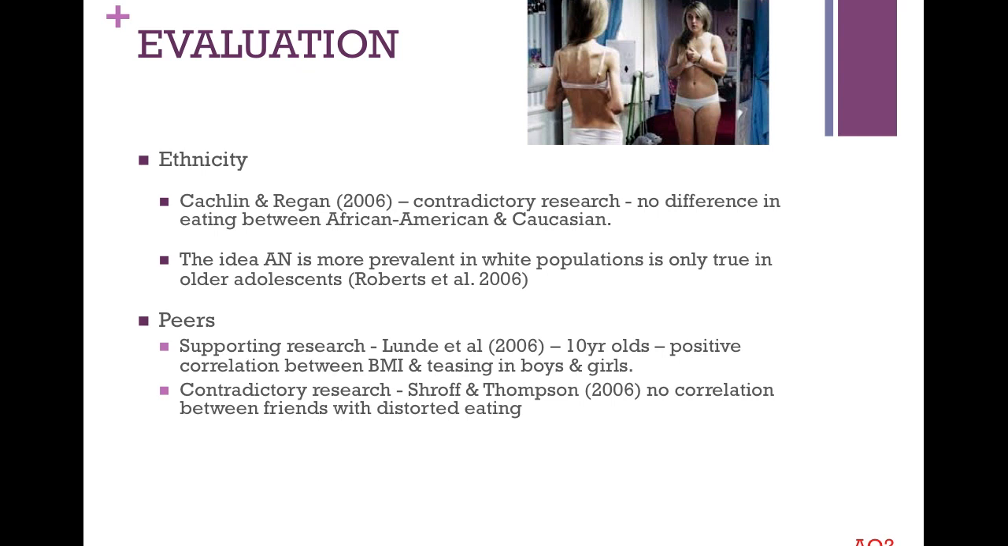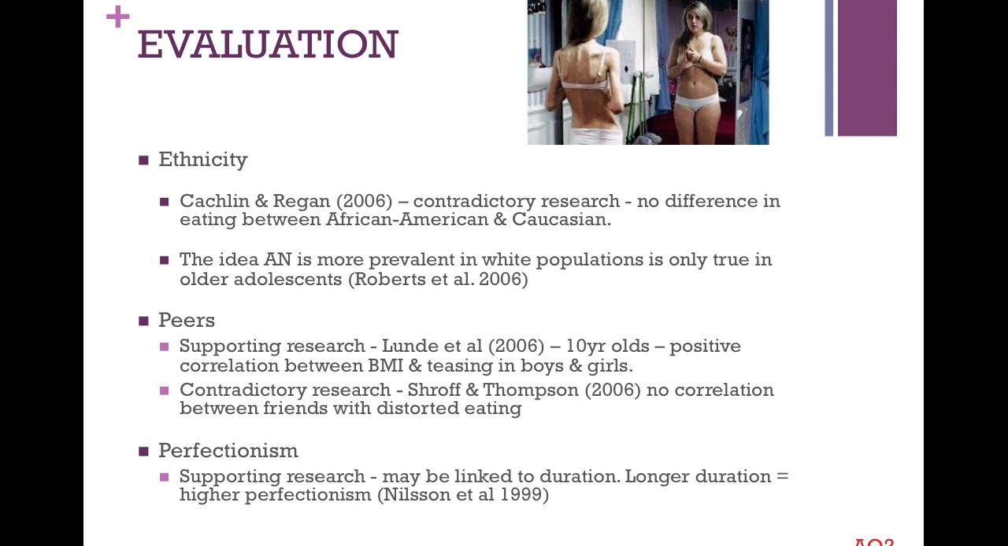However, Stroff and Thompson found that there doesn't seem to be this correlation in disturbed eating between friends. So again, if friends had a role to play, you would expect that what one group of friends does, the rest of the people in that group do, and you'd find a correlation there. But that hasn't been found. And so again, it's not this straightforward. There may be other things happening there, but it doesn't suggest that peers are the only thing having an influence on anorexia, although it does seem that they play some sort of role here.